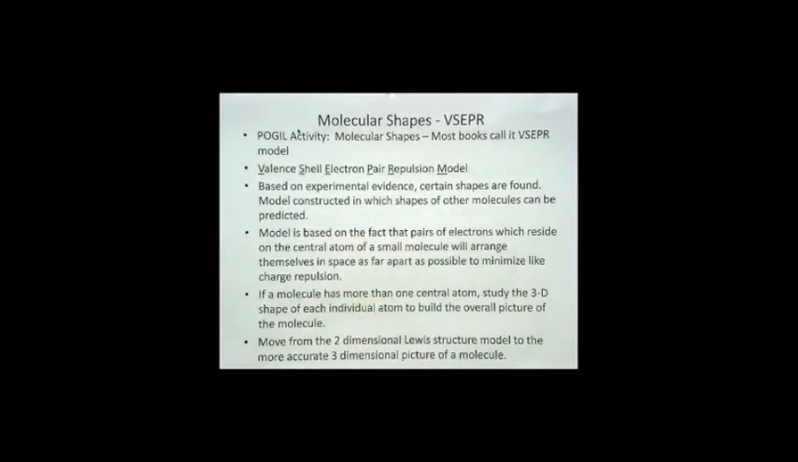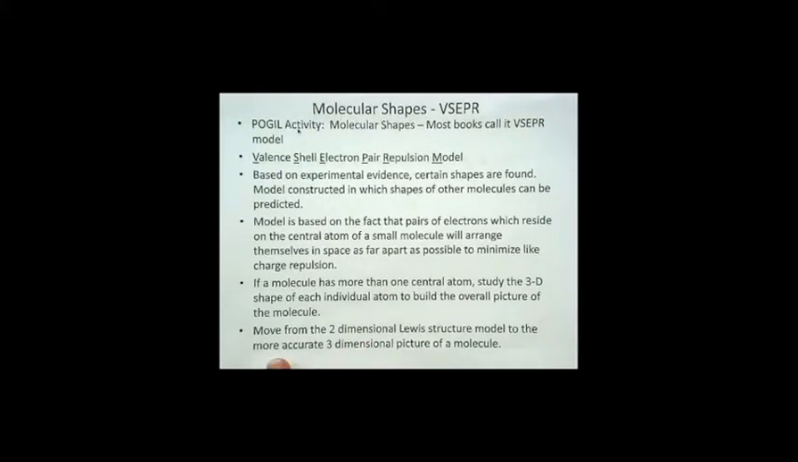The geometries of these molecules are going to be such that the electrons on the central atom in a particular molecule are going to be as far apart in space as possible. All right? And if a molecule has more than one central atom, then to study the 3D shape, you just look at each individual atom by itself and build the shape up around it, and that gives you an overall picture of the molecule. All right, so what we're doing here is moving from the two-dimensional Lewis structure model to a more accurate three-dimensional picture of the molecule, and you should have gotten that in that POGIL activity.